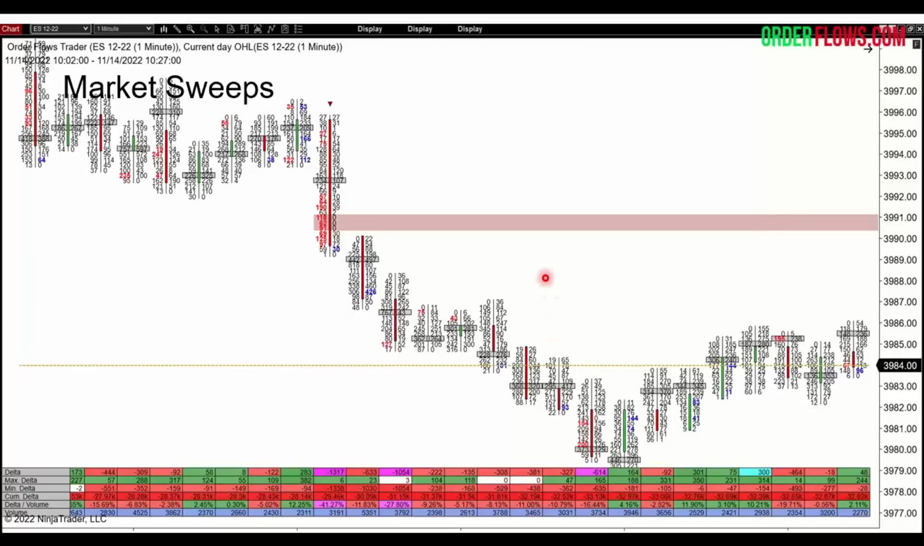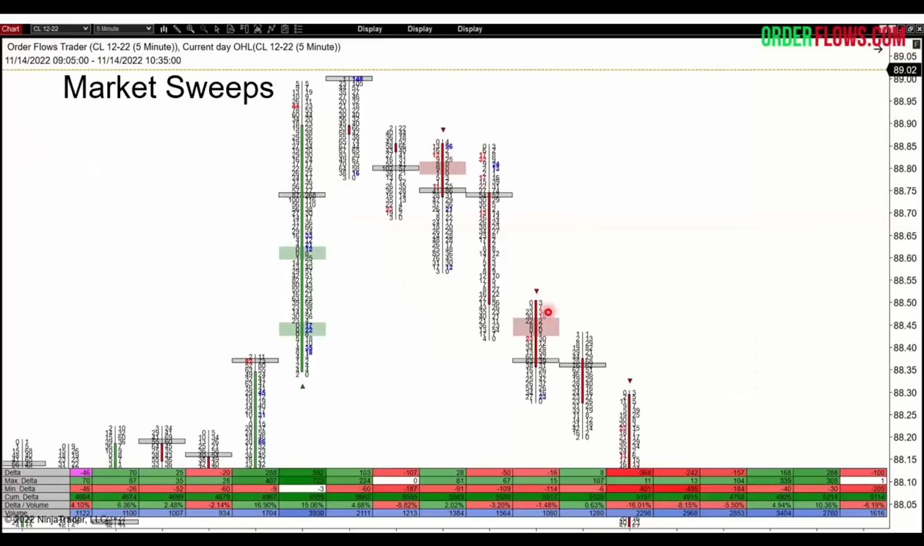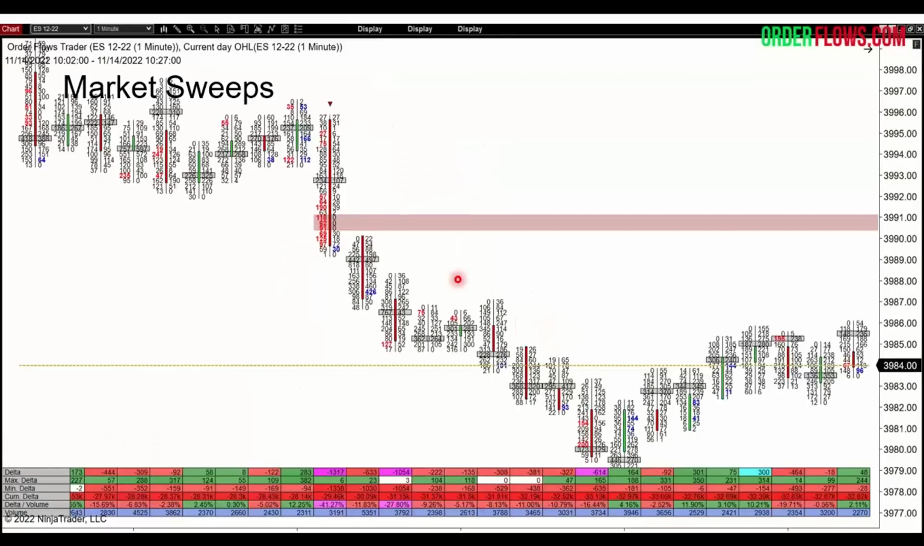Now you could also draw out these zones if you like. You know, it's kind of mixed. Some people like to just have them in the bar. Some people like to draw them out. This is E-minis yesterday, right? 39.90 and a half area. You're seeing this sweep, this big bearish line being drawn out.